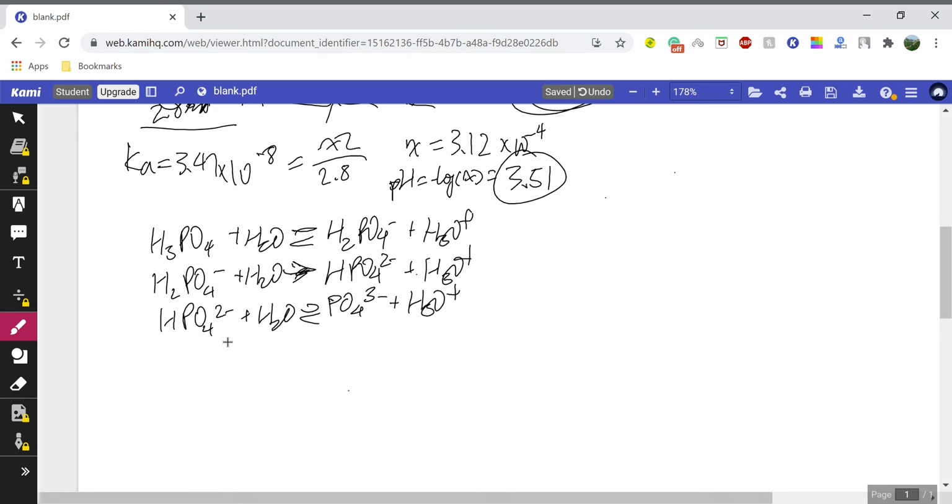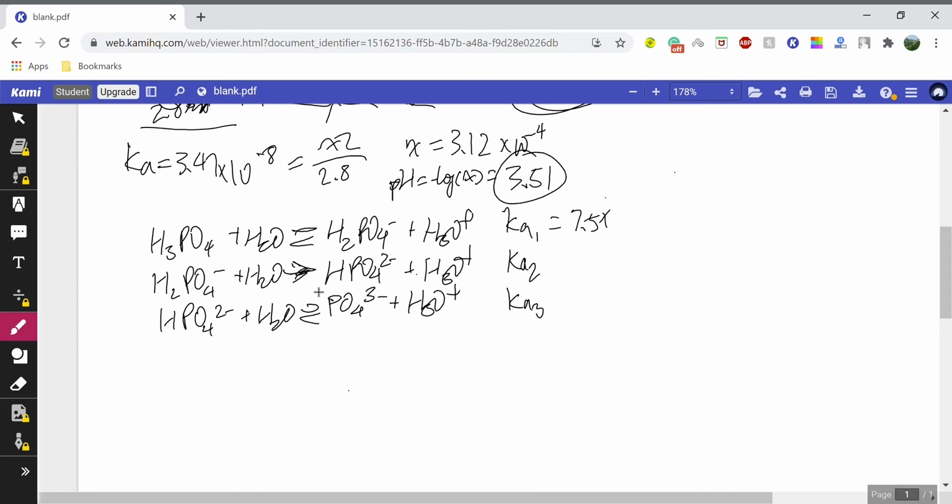And when do you know which one it is? Look at the products and reactants. If what you're dealing with includes H3PO4 and H2PO4 minus, then you'll be using K1. If your reaction has H2PO4 minus and HPO4 2 minus, then you'll be using K2. If your reaction has HPO4 2 minus and PO4 3 minus, that is when you're going to use Ka3. And all these K values are given: K1, Ka2, Ka3.